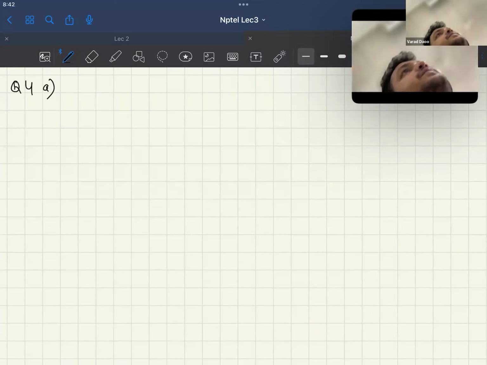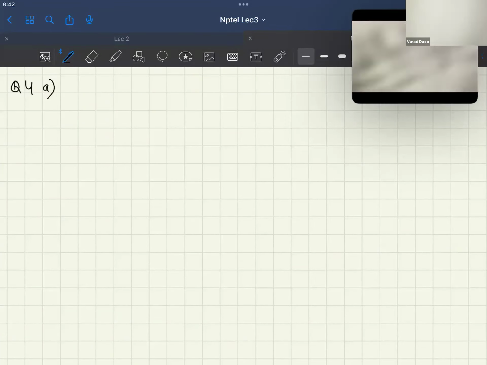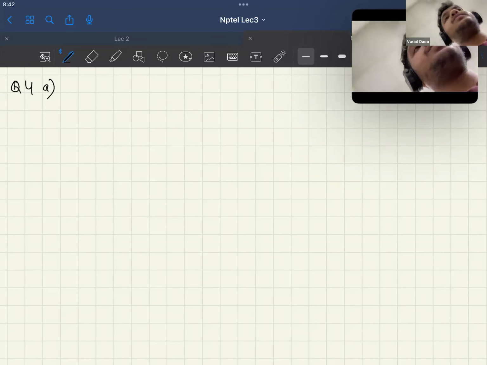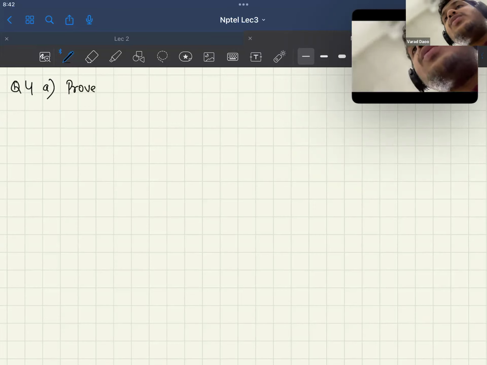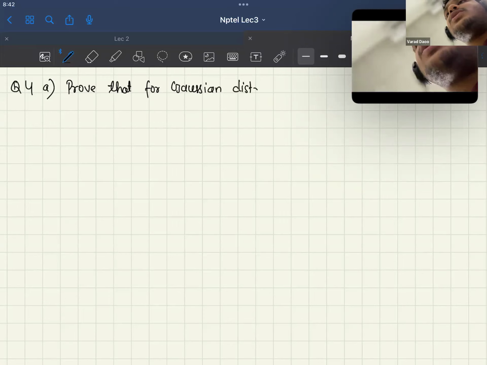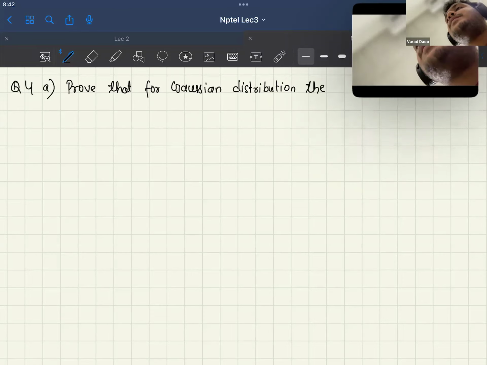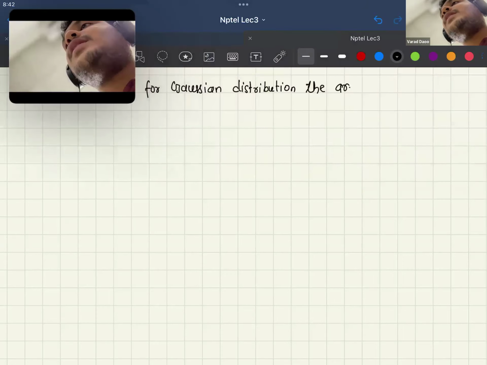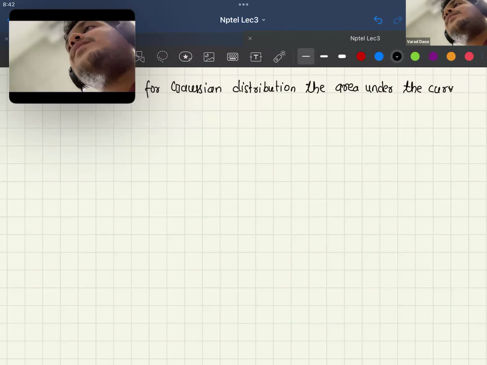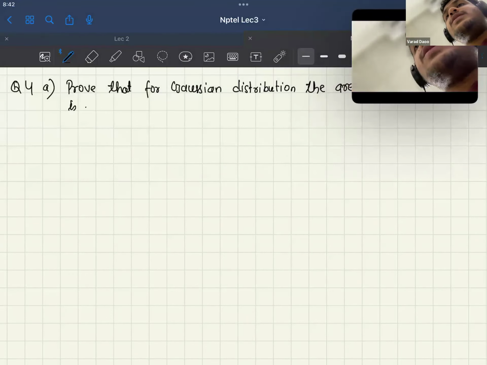Let's say part A. In this question, what you have to do is prove that for a Gaussian distribution, the area under the curve is equal to 1.